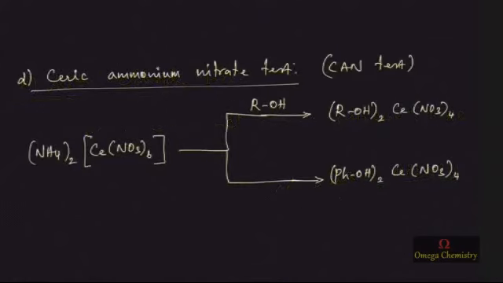The next test is the ceric ammonium nitrate test, which can also be abbreviated as the CAN test. When a few drops of alcohol are added to ceric ammonium nitrate, a pink or red color is formed. So when an aliphatic alcohol is taken, I will get either a pink or red colored product. Whereas if I take a phenol, then I will get a brown or black colored precipitate, using which I can differentiate aliphatic alcohols and phenols.